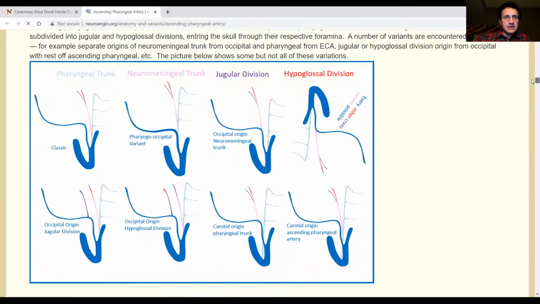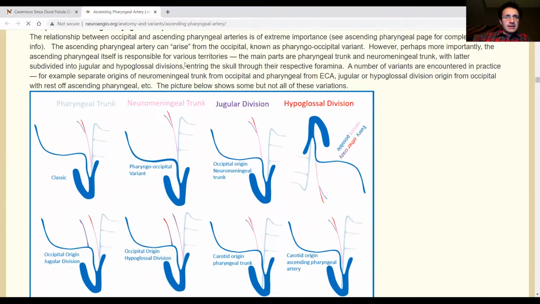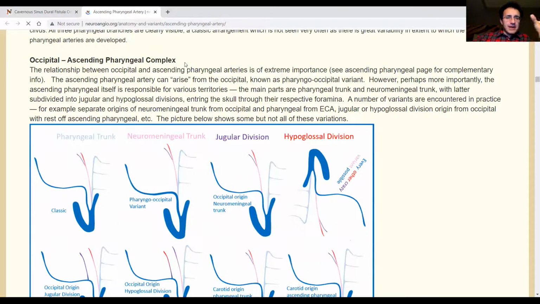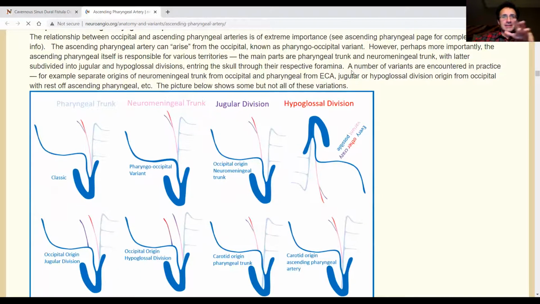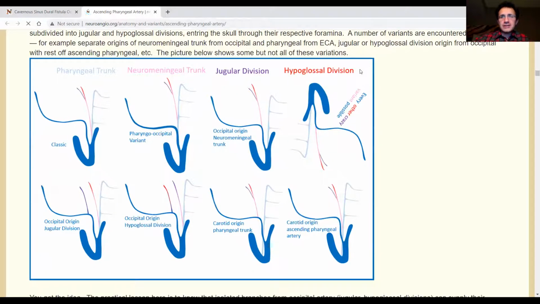Particularly important, I would like to emphasize, again, is the balance. The whole notion of these classical ideas of the ascending pharyngeal artery, neuromeningeal trunk, pharyngeal trunk, fine, that's all great, and it's important to know that. But the reality is much more divergent than you might think from these classical teachings. The bottom line is that anything is possible. We've looked into this, and the more you look, the more you see, of course.